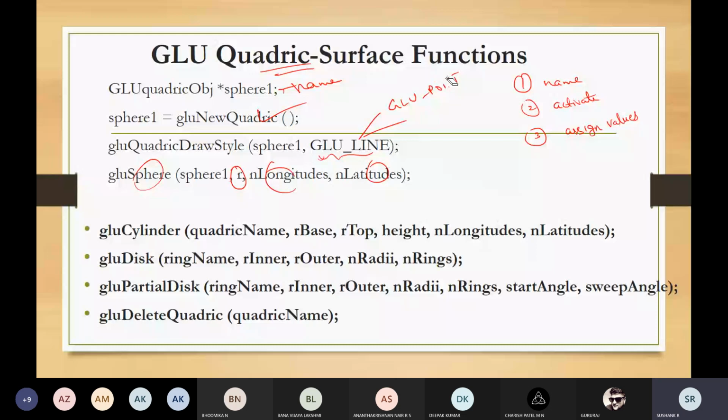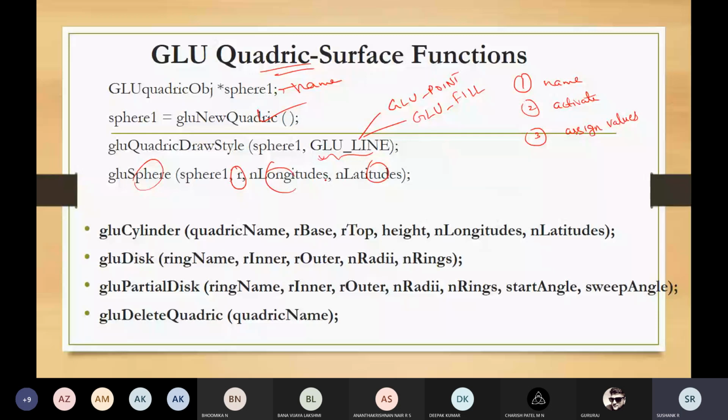Or, if I have to fill some colors for that quadratic surface, I can use GLU underscore fill. It will be displayed as a patch of filled area. So this is how you can use a different display mode.